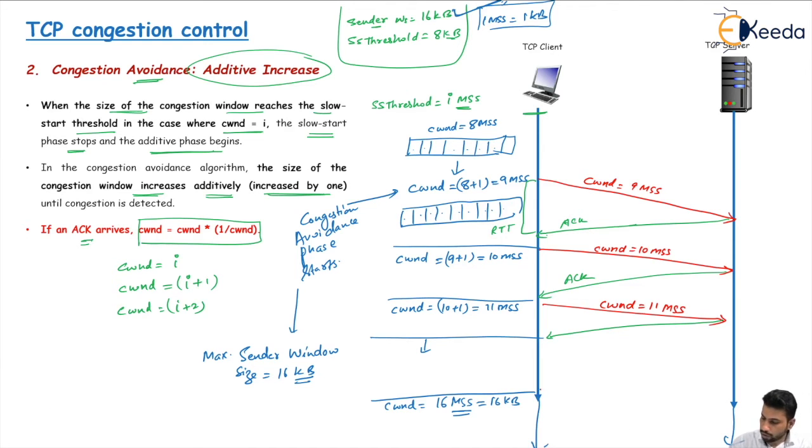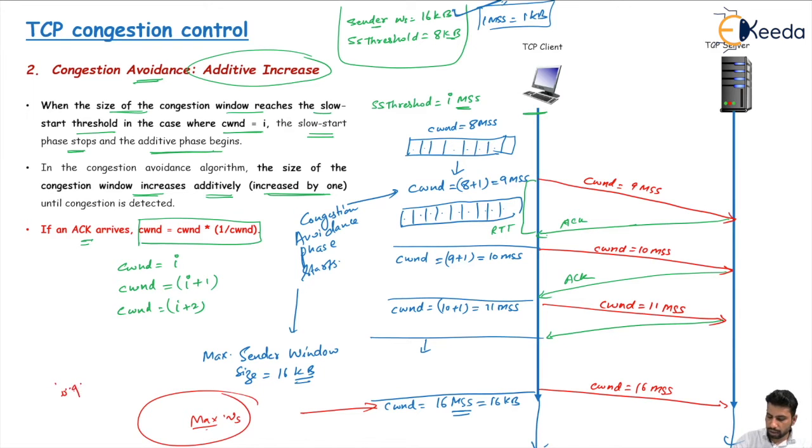From here you reached the maximum window size, and due to this maybe congestion is possible in the network. Continuously we are sending 16 KB, 16 KB, 16 KB one by one, up to the point that congestion does not occur.